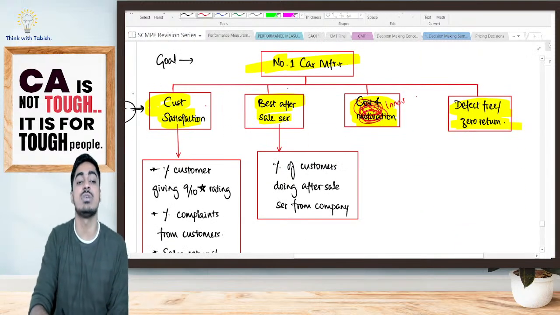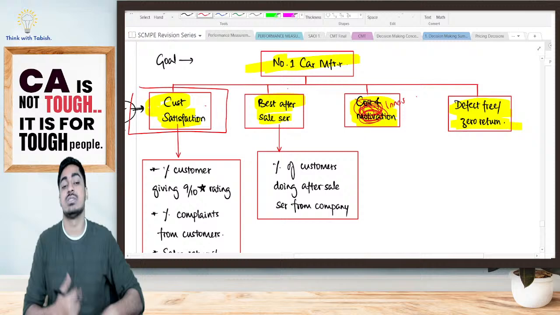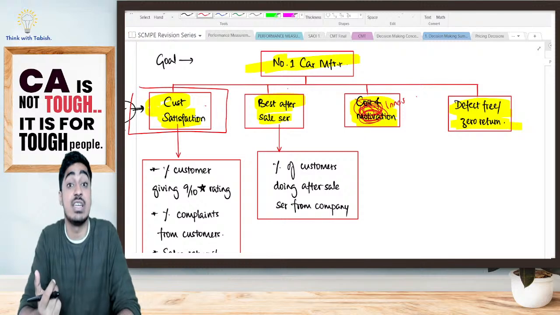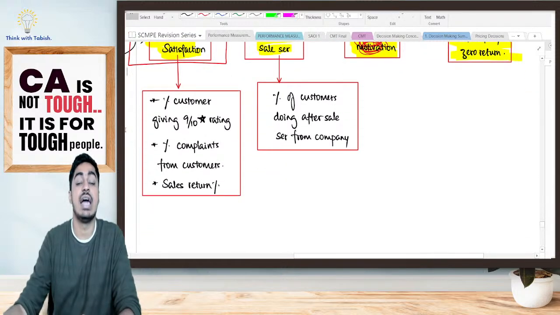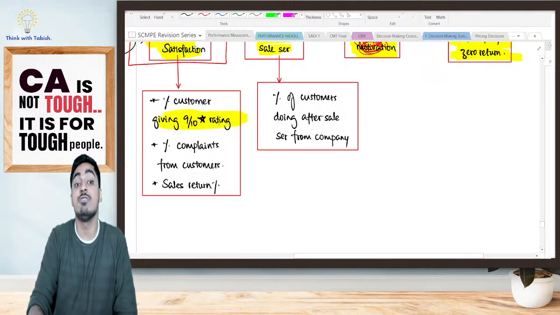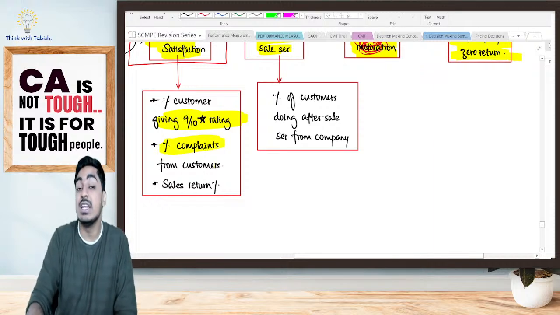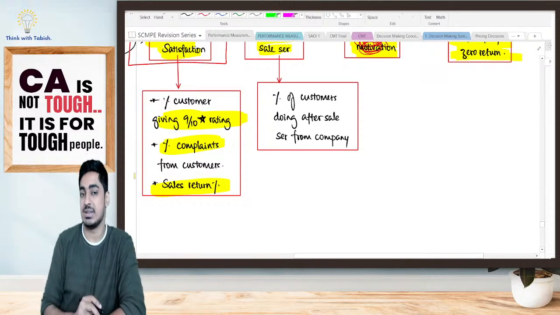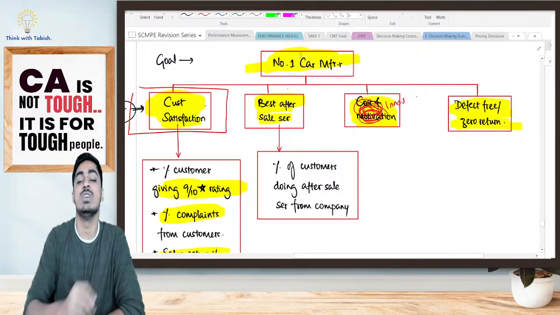What I want to achieve: customer satisfaction. How do I see if I have achieved customer satisfaction or not? I can compare percentage defects, or I can see how many percentage of customers are giving me a 9-star or 10-star rating. I can see percentage of complaints from my customers. I can see sales return percentage. If too many customers are giving me 9-star, what does it mean? That means my customers are satisfied. If customer complaints are very less, it means customers are satisfied. If sales return percentage is less, my customers are satisfied. Is it clear? Ultimately, if my CSF is satisfied, my vision will be achieved.